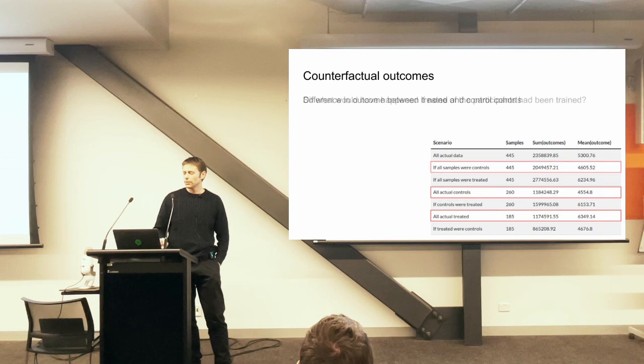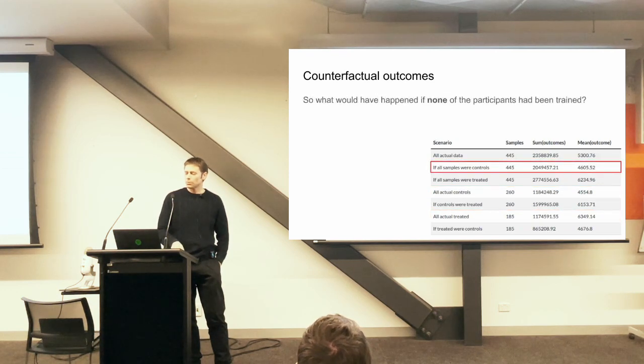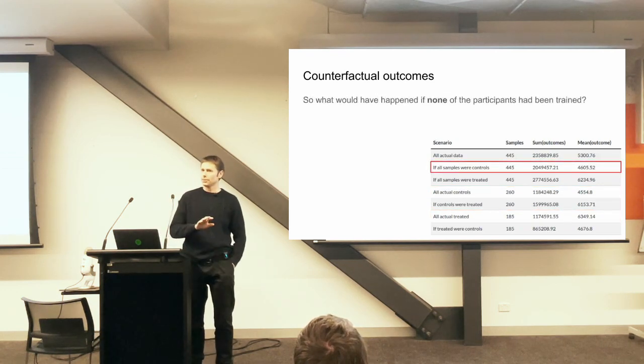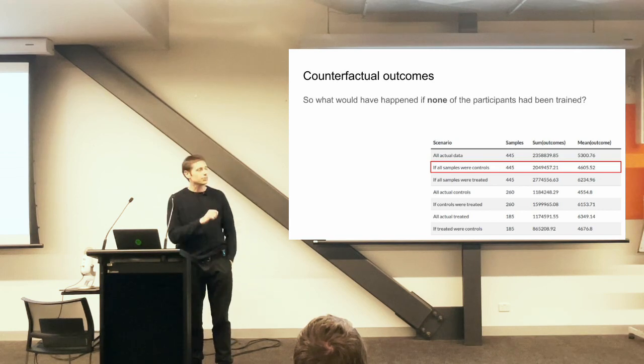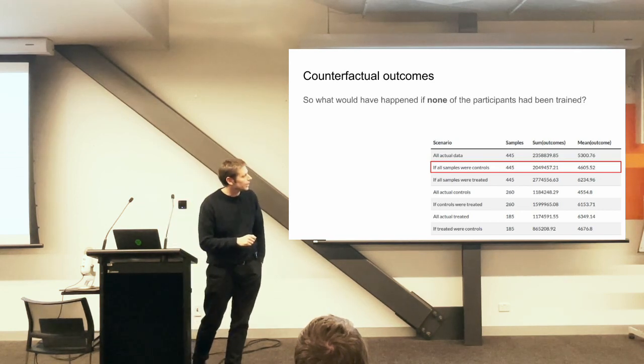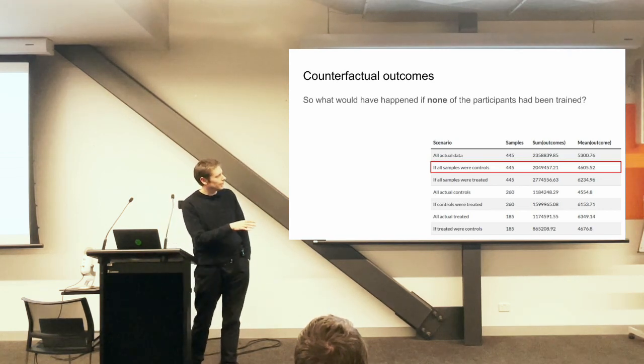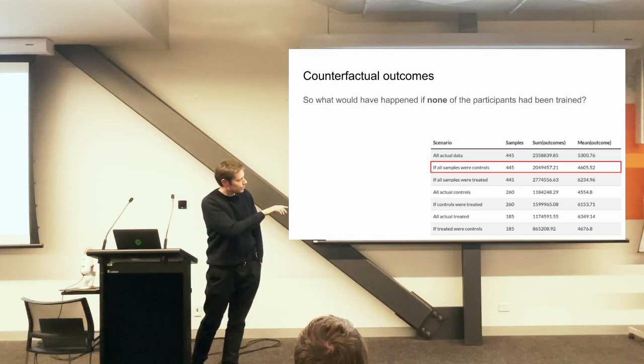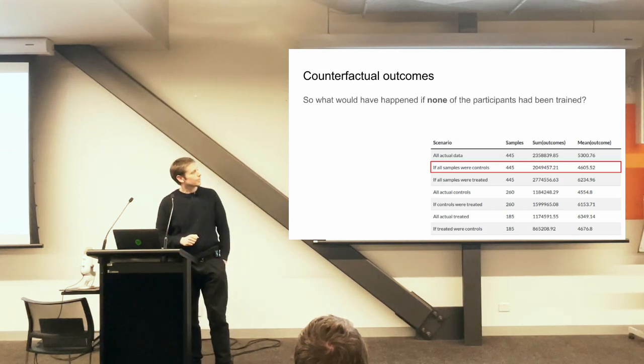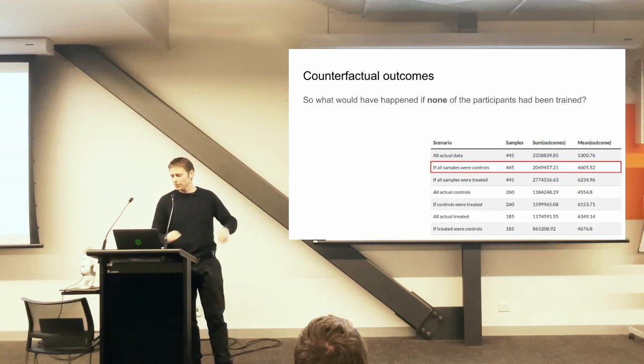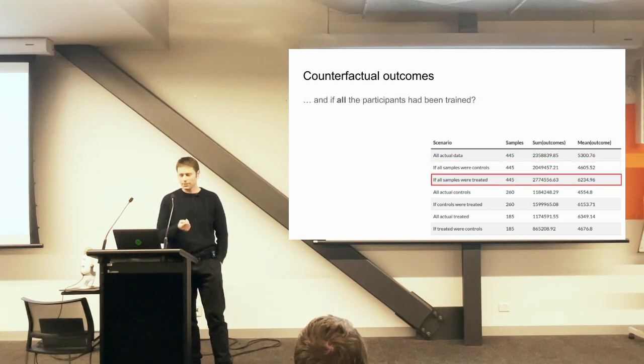But we can also ask the model, what would have happened if no one had received the training program? And it gives us this result, 4,600. So that kind of makes sense, right? Because that's between the actual controls value and the average value when half of them were trained. And we can also say, what if everyone received the training? And in this case, the average wage is this higher value, 6,200.